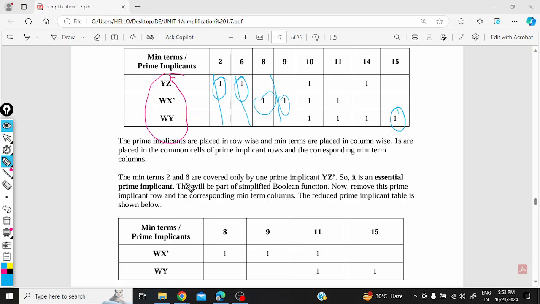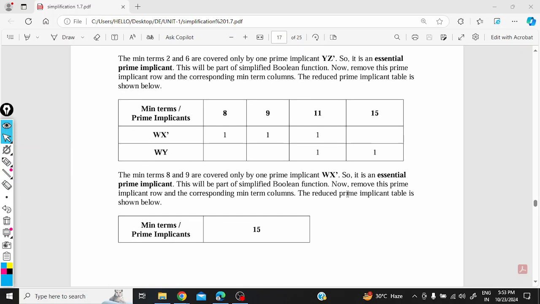Now if you clearly observe here, the minterms 2 and 6 are covered by only one prime implicant, that is y dash z dash. Only one thing which is there. Next 8 and 9 are covered by w x bar. Done. Next, the other single ones are present at wy. Only one is present here. So the same representation we have done here in this particular table.